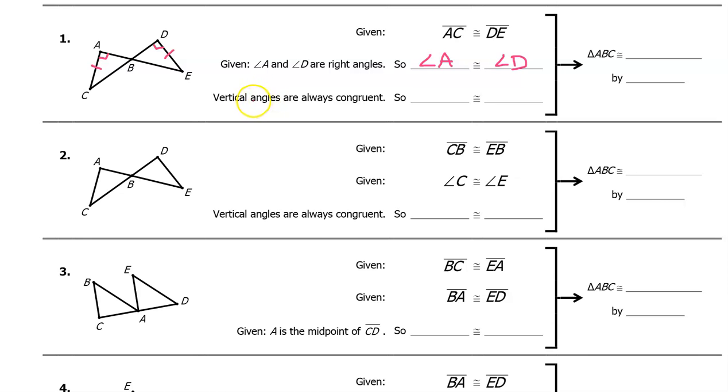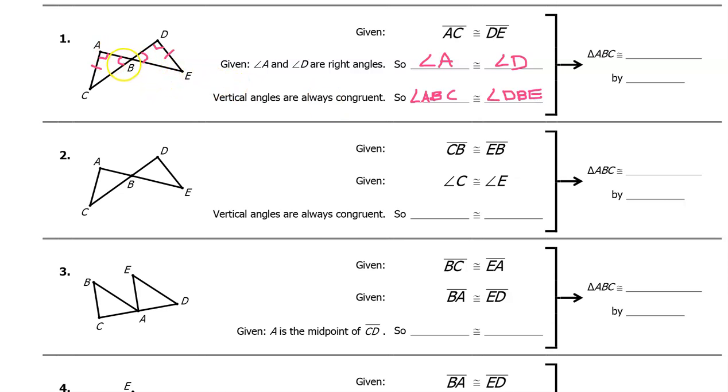In addition, we always know that vertical angles are congruent. Vertical angles are these angles that form an X, like this angle and this angle. Okay, so we need to name those angles. It's going to take a three-letter name. So the angle on the left is angle ABC. So we can say angle ABC is congruent to angle, and this angle on the right is DBE. So those angles are congruent.